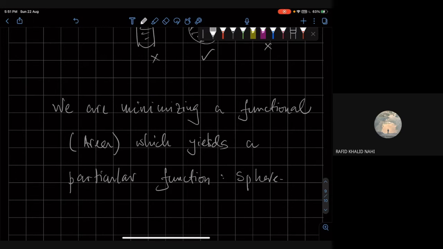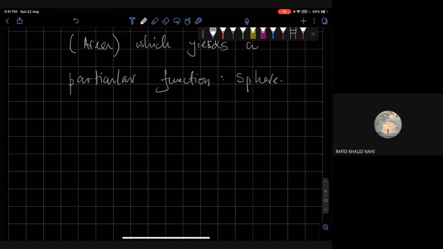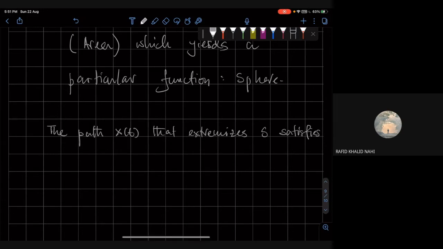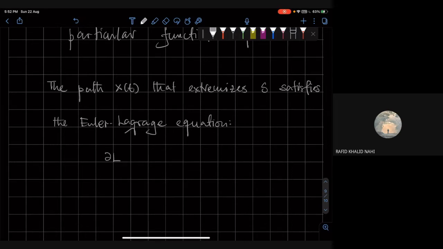So we are going to derive the Euler-Lagrange equation. So the idea is that the path x of t that extremizes S satisfies the Euler-Lagrange equation, and that equation is the partial derivative of the Lagrangian with respect to x minus d by dt of the partial derivative of L with respect to x dot equals 0.